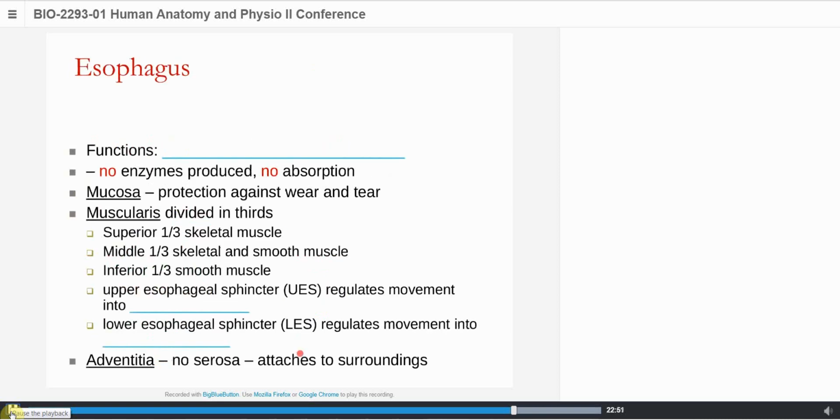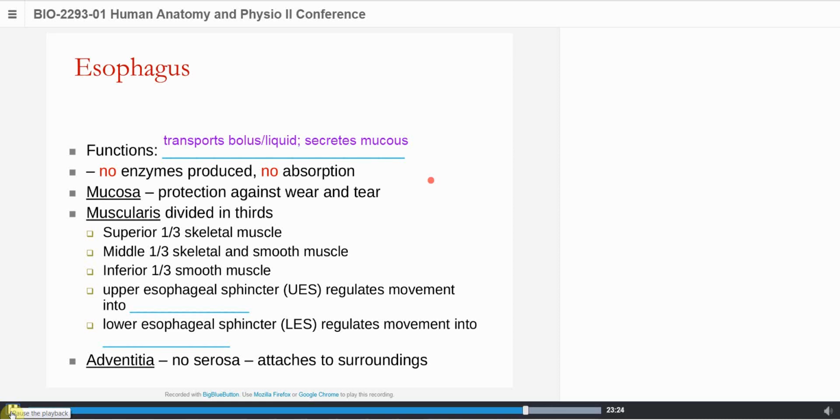Pretty cool. Okay, esophagus. Not much is happening except for transportation of food and secretion of mucus. So it transports bolus or liquid, and also secretes mucus. Mucus is there, of course, to lubricate. All right, no enzymes are secreted. The only digestion that's occurring is just the amylase that's still active, which, by the way, is deactivated in the stomach. No absorption. The mucosa is stratified squamous to protect against wear and tear. You don't want to bleed when you swallow.